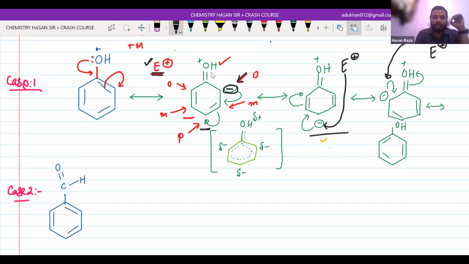Because you can see during resonance, there is no charge on the meta position. That's why the contribution of resonance on the meta position is 0. Is that clear? Electrophile will always go to the nucleophile. And what is a nucleophile? A nucleophile will either have a lone pair or a negative charge. That's why this plus M is also known as ortho and para directing. Ortho and para directing. Is that clear? Please do let me know.